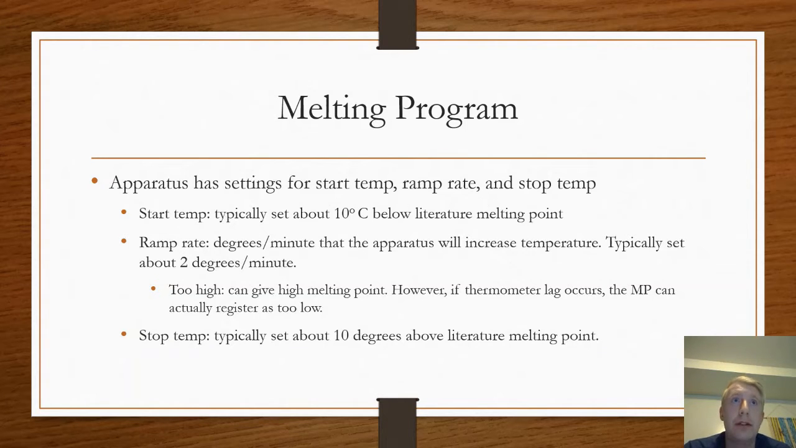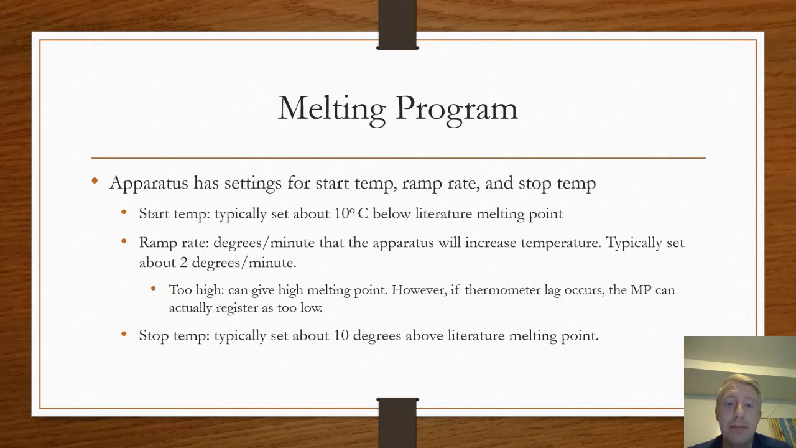So the digital thermometer isn't accurately reading the temperature of the block because the temperature of the block is changing too rapidly. And if that happens, the melting point will actually register as too low because the block will be hotter than what the thermometer says it is. So we'll see it melt, and the block is actually at the melting point of the compound, but the thermometer is low. And so the recorded, or what we observe as the melting point, will be too low.